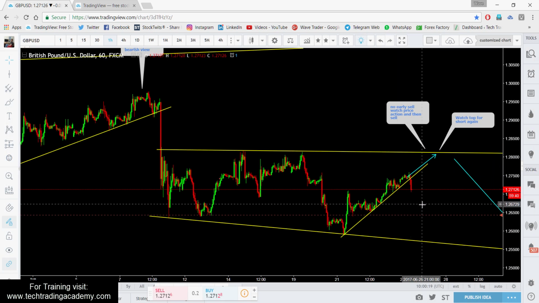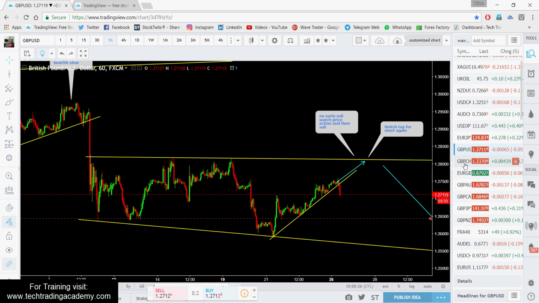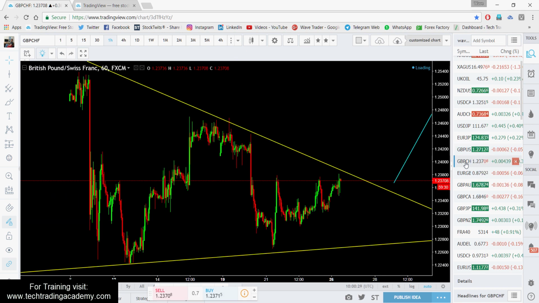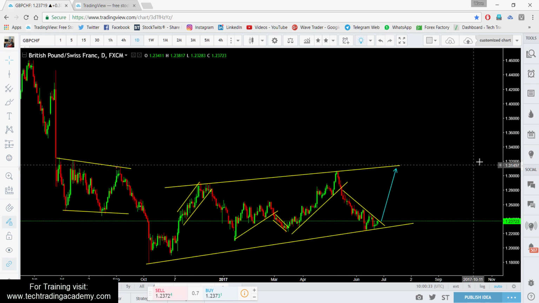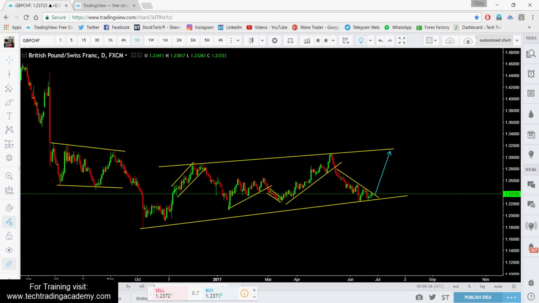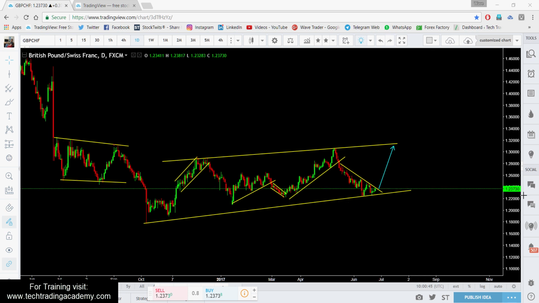For flag, look at the 15-minute time frame on Pound USD. Pound Chief, the bigger structure looks like this one. It looks like we are going to get back to the top again. For this kind of trade, currently I'm neutral on this pair, Pound Chief, and on Euro Pound. On these two pairs.